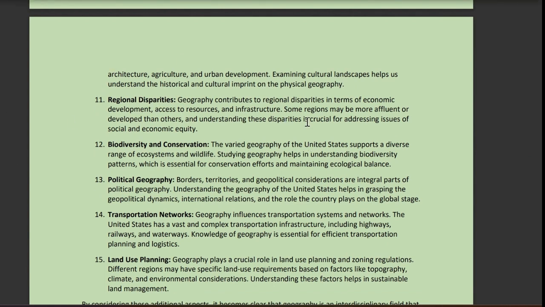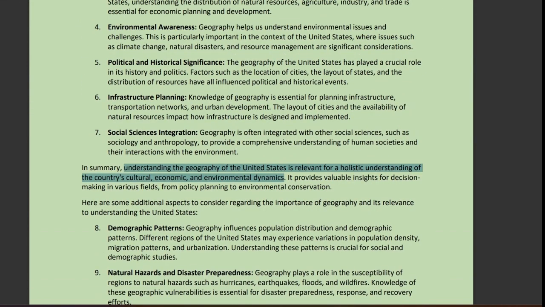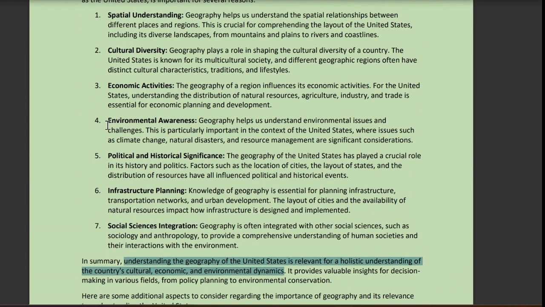So let's go to regional disparity. Geography contributes to regional disparity in terms of economic development, access to resources, and infrastructure. Then biodiversity and conservation: the geography of the United States supports a diverse range of ecosystems and wildlife. Studying geography helps us in understanding biodiversity patterns, which is essential for conservation efforts and maintaining ecological balance. This is very related to this one again, environmental awareness.